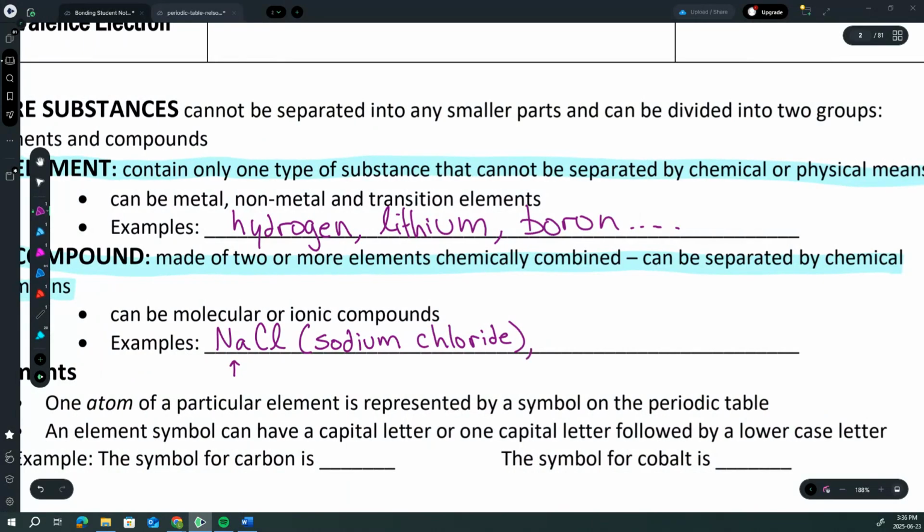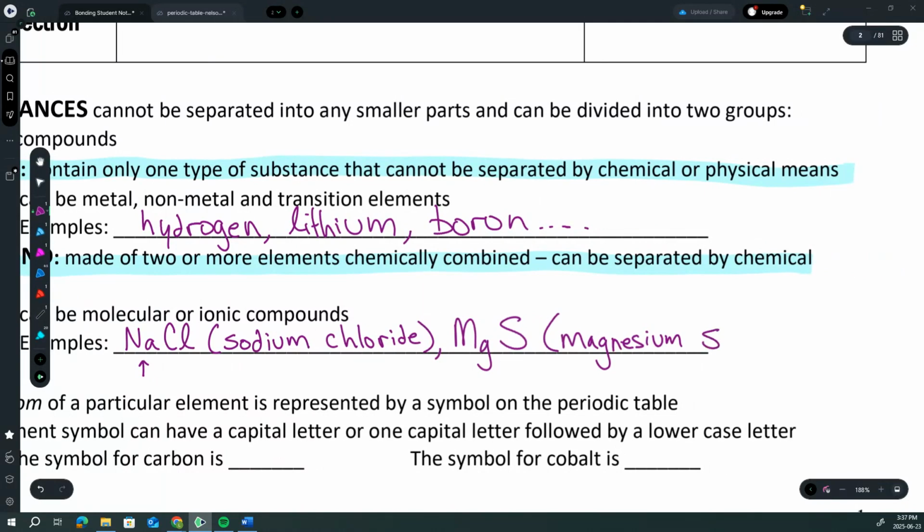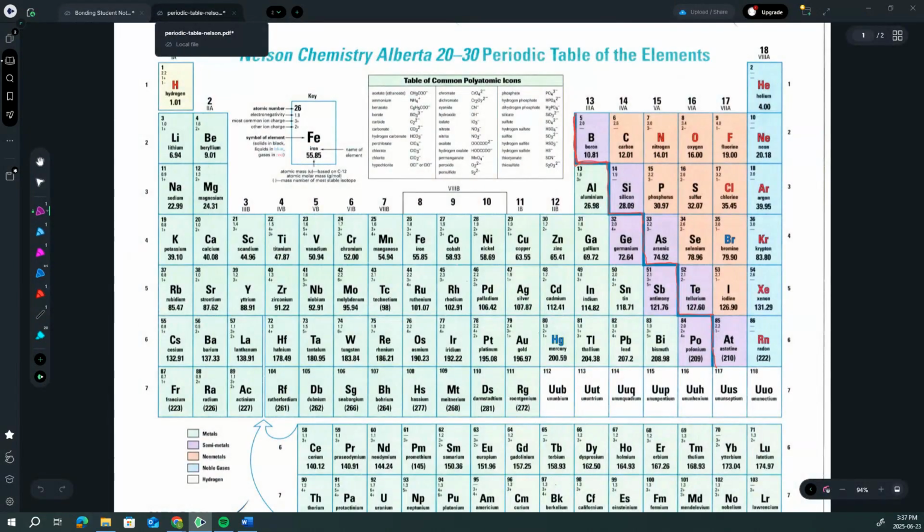Another example here would be magnesium sulfide. And again, that's another ionic compound, just because magnesium is a metal, which can be found in the second column, or group 2. And then sulfur is a nonmetal, so that's why that would be an ionic compound.